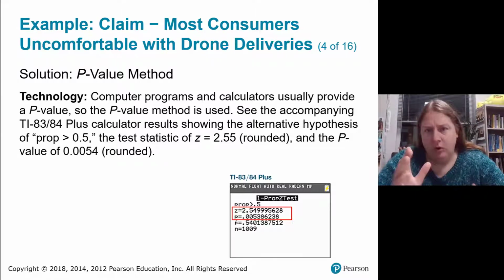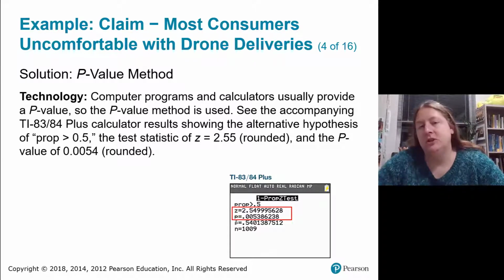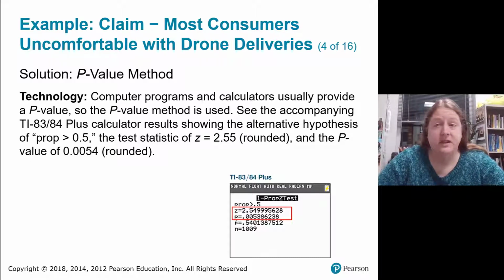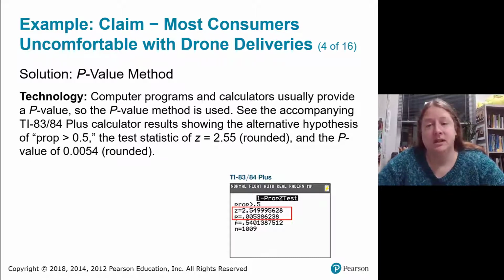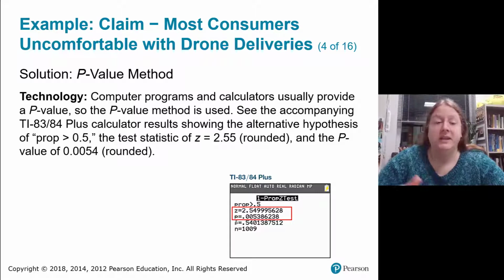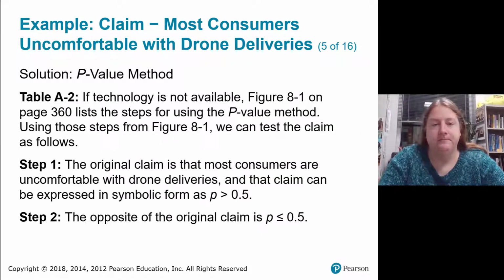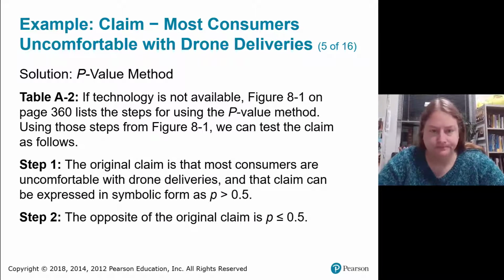So hold that thought. We're going to jump over to what if we don't have technology? How can we use table A2 to help us out to get to these same results? And then we'll talk about how we interpret them. So table A2, we don't have technology.